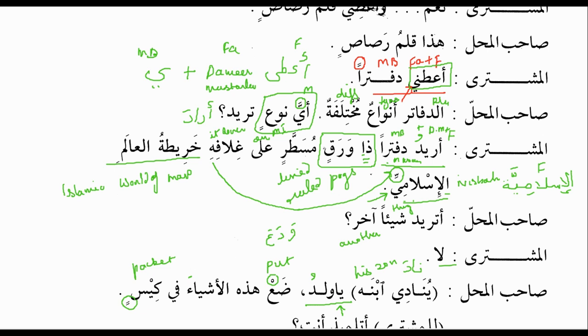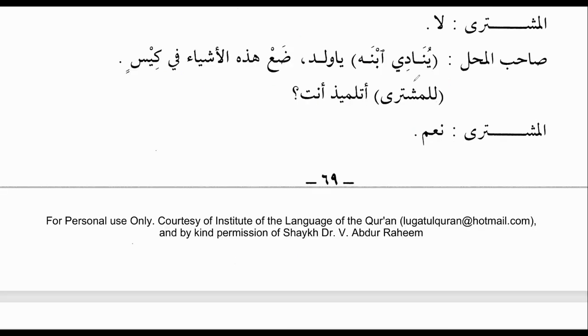So let's see the next part of the conversation. The shopkeeper says, Yunadi ibnahu, Ya waladu, da hazihil ashya'a fi kisen. Put all these things in the packet. For whom is he saying this? For the buyer. Atilmizu ant? So he again turns to the buyer and interrogates him. Atilmizu anta means, are you a student? So the buyer says, Naam, I am a student.